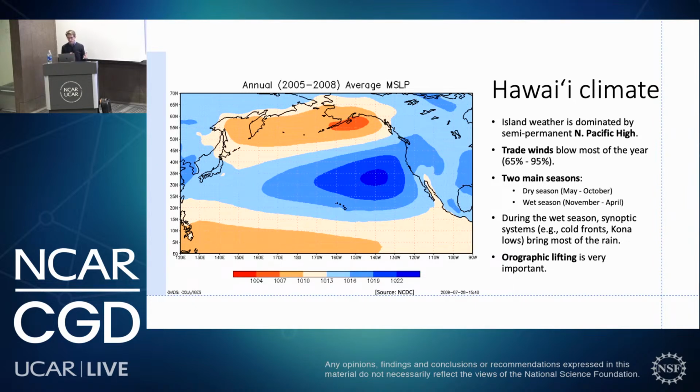And in terms of the seasons, in terms of the climate, Hawaii really has two seasons. There's a dry season during the summertime, roughly, and that is dominated primarily by trade wind weather. And during the wet season, we tend to have synoptic systems that really dominate the scene. And so we have cold fronts or subtropical storms that are known as Kona lows in the context of Hawaii.